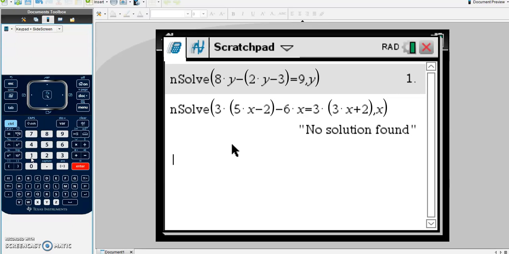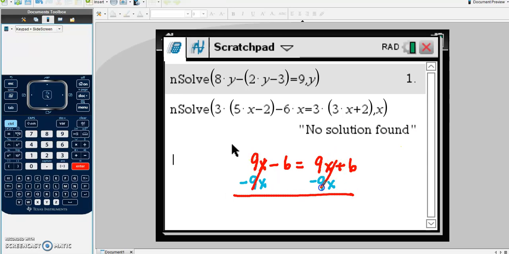And if we had done this by hand, what would have ended up happening is this. I'll just write it right here. If we combined all of our like terms here and all of our like terms here, I would have ended up with 9x minus 6 equals 9x plus 6. And then if I attempted to move my x's to one side, I would subtract 9x from the right and do the same thing over here on the left. And then what happens is my x's cancel themselves out, and I'm left with two different numbers. This is not true, so that means we have no solution, just in case you did it by hand.